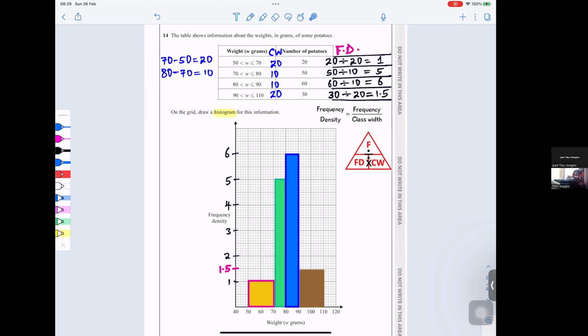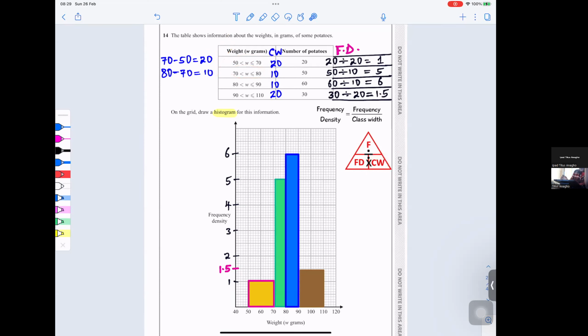To draw a histogram, you need to calculate something they call frequency density. And frequency density, using the formula in the triangle I've given there, FD for frequency density is the frequency divided by the class width. What do we mean by class width? Class width is the size or the width of the class. So for example, the first one, 70 minus 50 is 20. That's the class width. For the second one, 80 minus 70 is 10. So that's what we call class width.